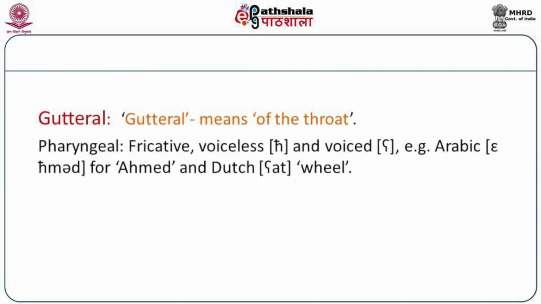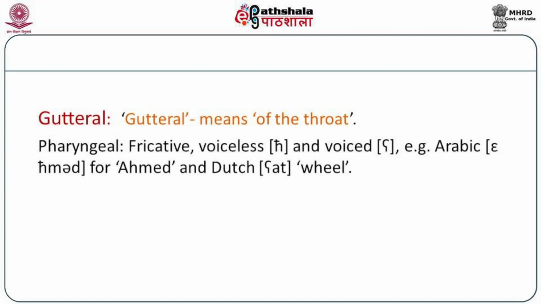We next move to the guttural, the last of the groups of places of articulation. Guttural means of the throat. So most of these sounds are produced between the throat and the uvula. The main places of articulation here are pharyngeal and glottal.